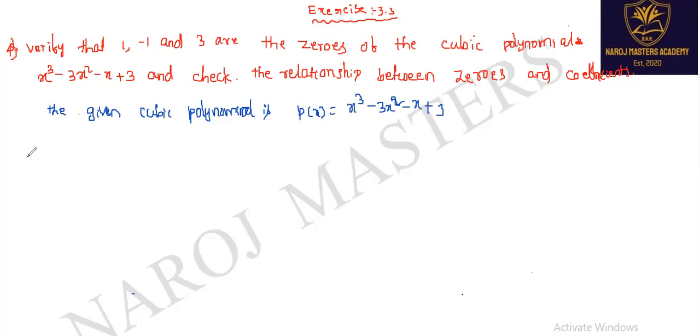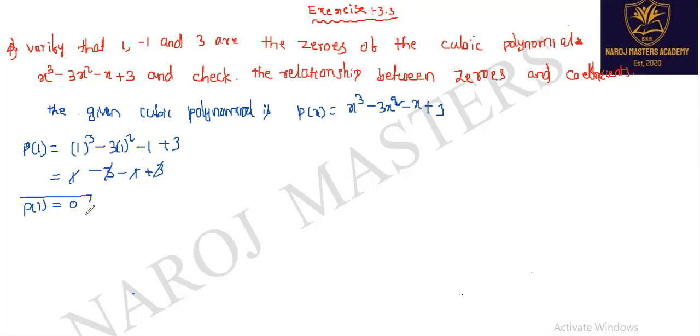Now substitute 1. So p of 1 is equal to 1 cube minus 3 into 1 square minus 1 plus 3. So 1 cube is 1, minus 3 into 1 square is 3, minus 1 plus 3. Minus 3 plus 3 cancel, minus 1 plus 1 cancel, and it is 0. Hence p of 1 is 0, so 1 is a zero of the polynomial.